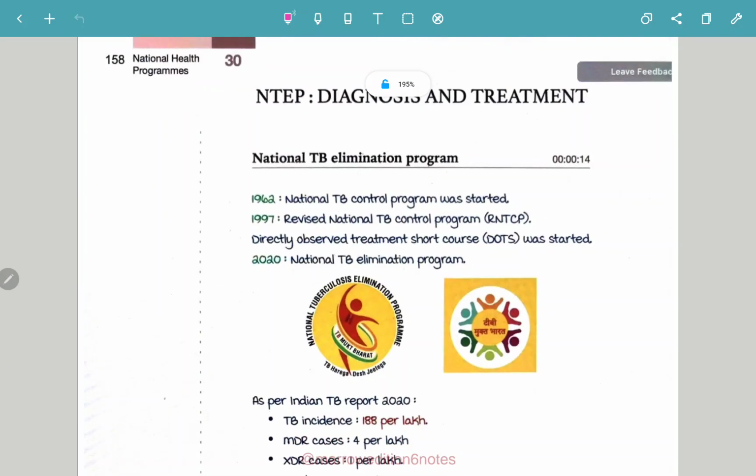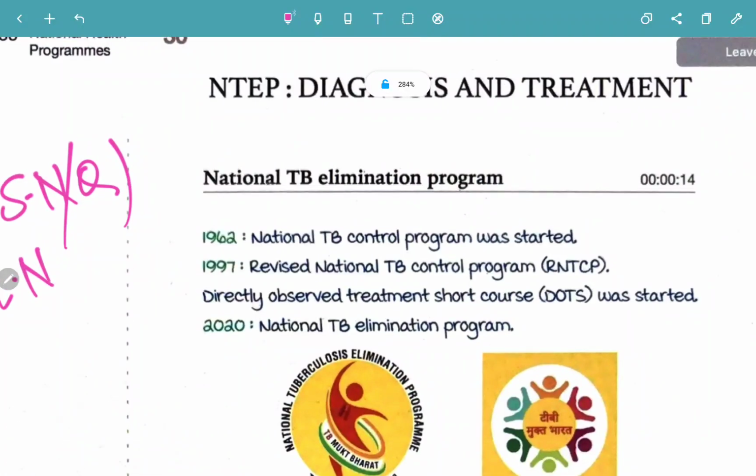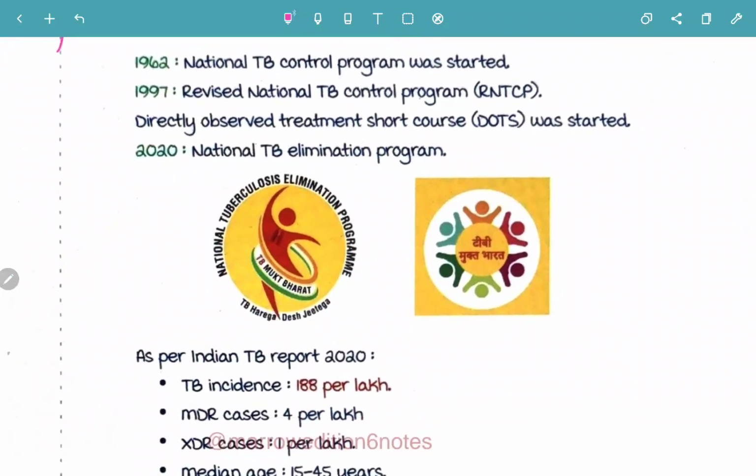Now let's move on to the very important all-time short note. What is NTEP? It can be a short note or a long note. NTEP stands for National Tuberculosis Elimination Program.